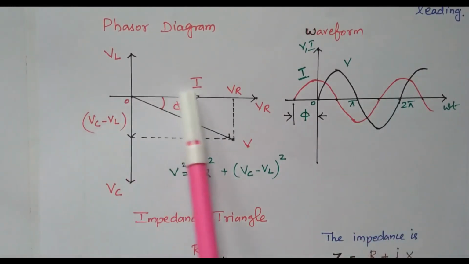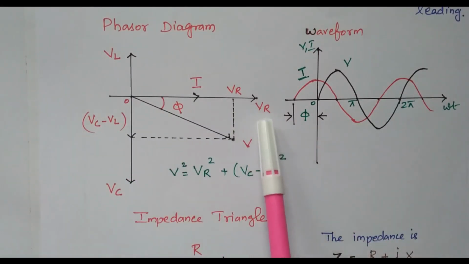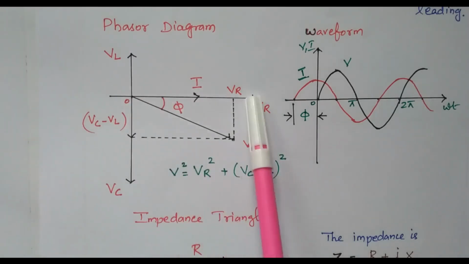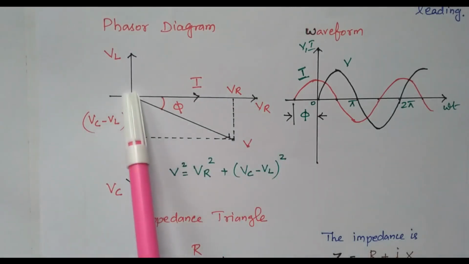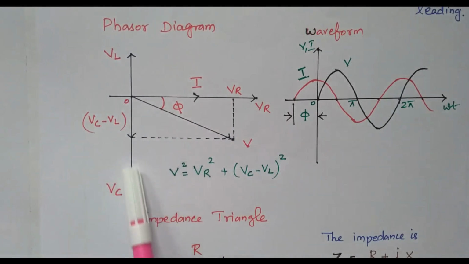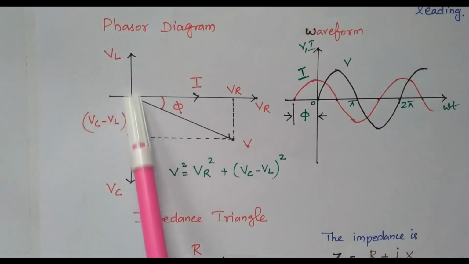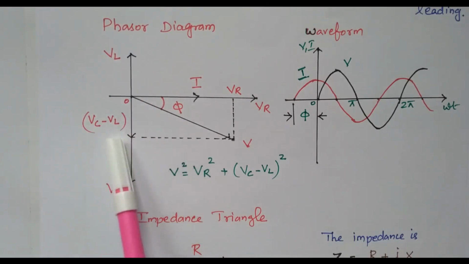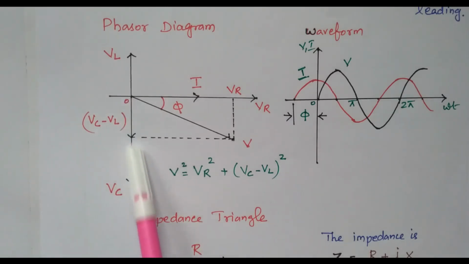So this is the reference vector, current. The voltage across the resistor is in phase with the current. This is the voltage across the inductor, lesser value. This is the voltage drop across the capacitor, more value. XC is more, so VC is more. The difference between these two is VC minus VL. Because current is leading but the voltage is lagging here. Voltage lags, current leads, so it is drawn in the downward direction.